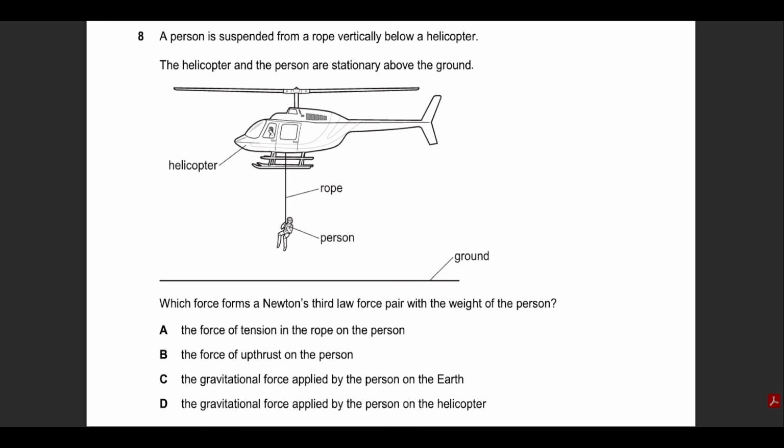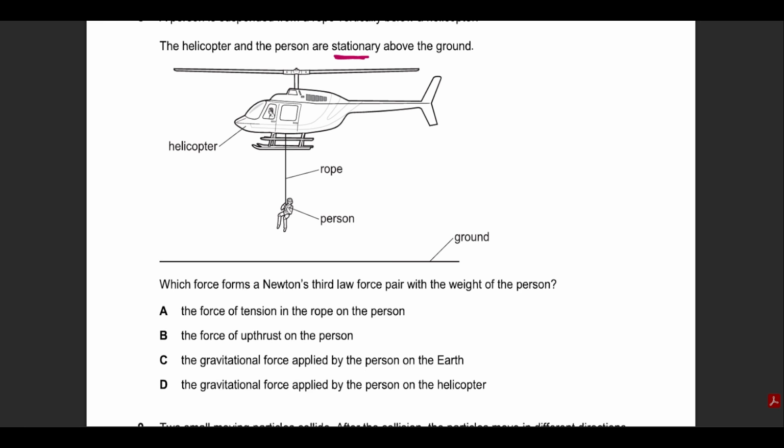Question number 8 is, a person is suspended from a rope vertically below a helicopter. The helicopter and the person are stationary, which is the key word, above the ground, which means that all the acting forces are equal and balanced. What forms the Newton's third law pair with the weight of the person? So if only the person is involved and we're only interested in the weight of the person, then this weight is being created by the earth. So the next thing that the pair is going to complete with is the force on the earth by the person. That's going to complete the Newton's third law pair.